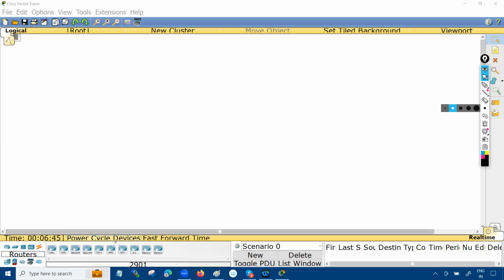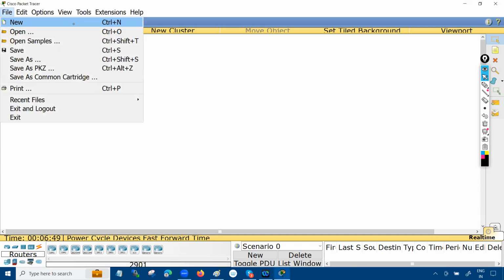So you can see that in this Cisco Packet Tracer there's a File menu. You can open a new file, and if you already have a saved file, you can open it from here as well. Then you can save whatever topology you made in your local system, and later on, if you want, you can open it.